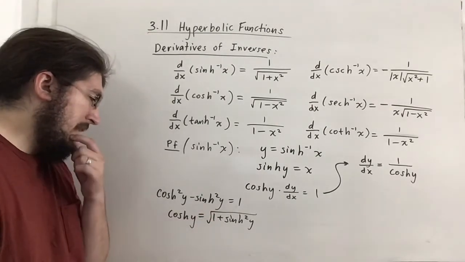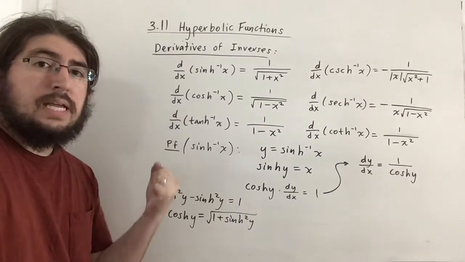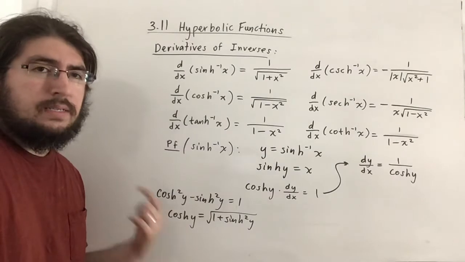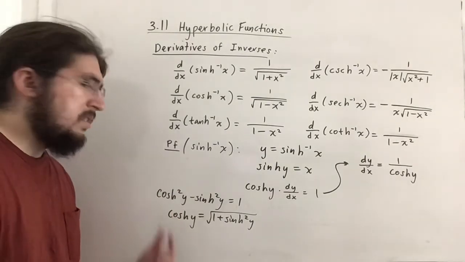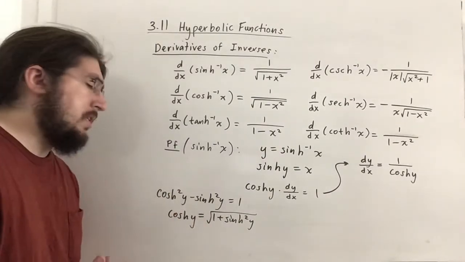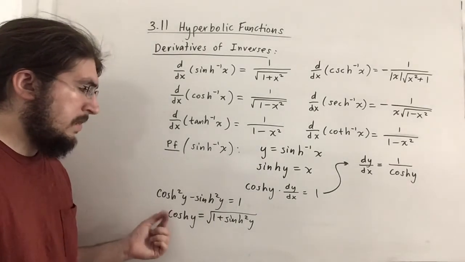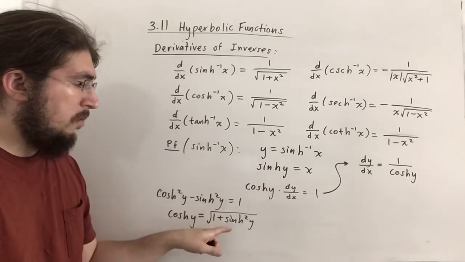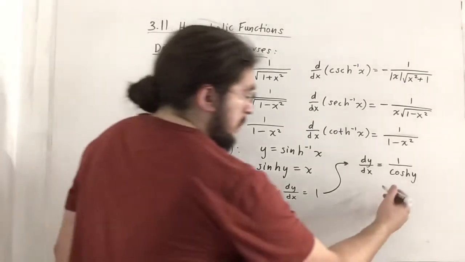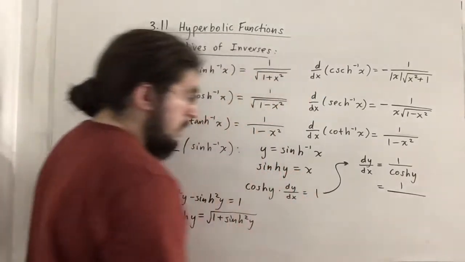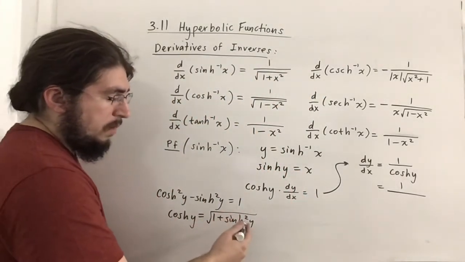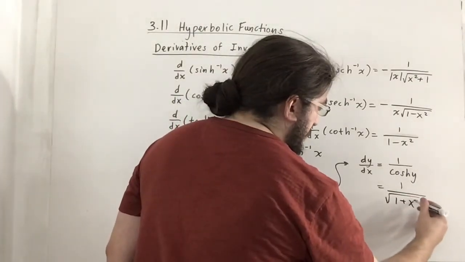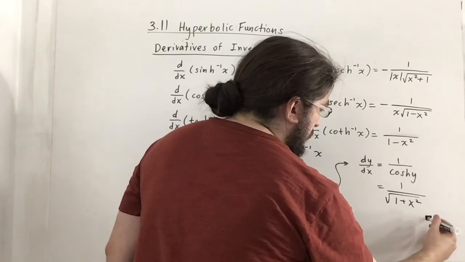But if you look back at the definition of cosh, it was e to the x plus e to the negative x all over 2. And that's actually always positive because e is a positive number. For sinh, there's subtraction, so that could result in negatives. But for cosh, it's always positive. So we take the positive radical in this case. And notice that sinh of y is just x. So that means this becomes 1 over cosh y, which is equal to 1 over the square root of 1 plus sinh of y squared. But sinh of y is x, so this is 1 over radical 1 plus x squared. And that actually completes the proof for sinh inverse.